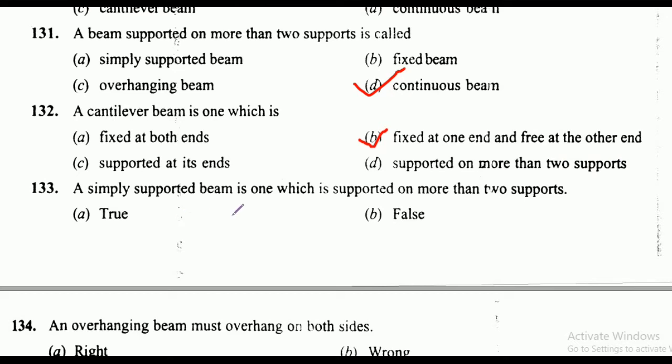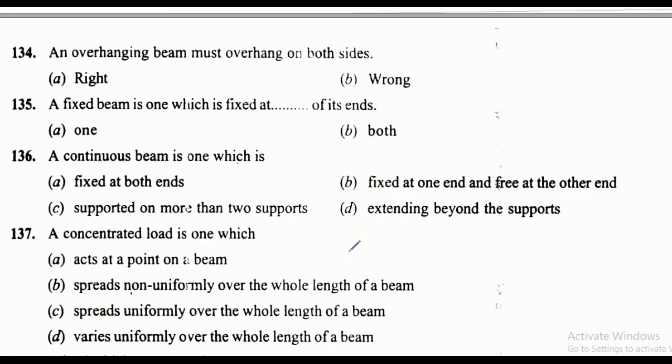A simply supported beam is one which is supported on more than two supports. Is it true or false? So here friends, option B is the correct answer, that is it is false. Next is an overhanging beam must overhang on both the sides.